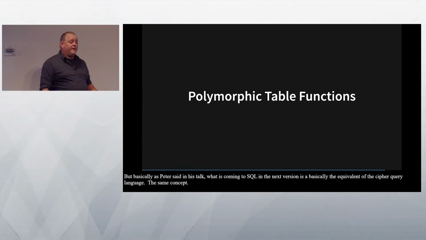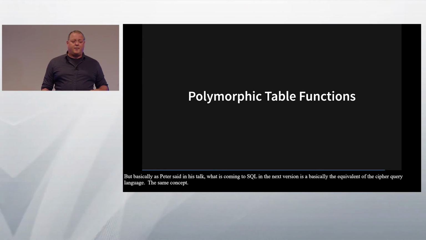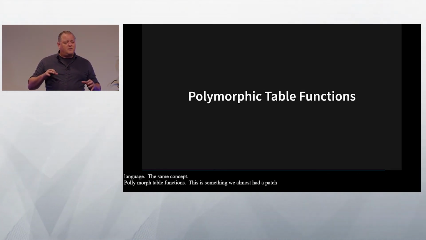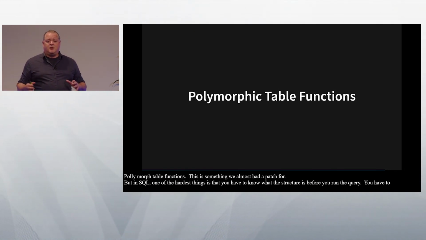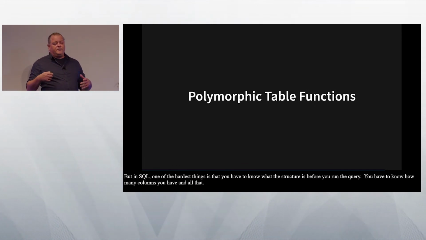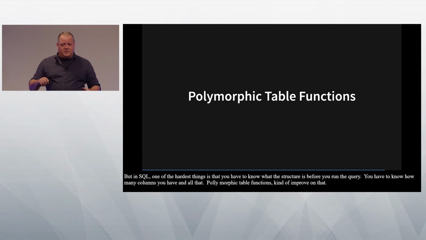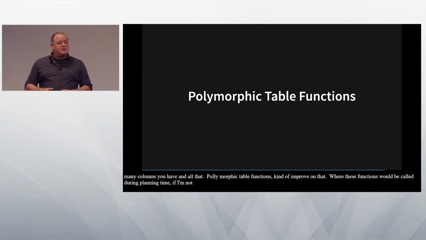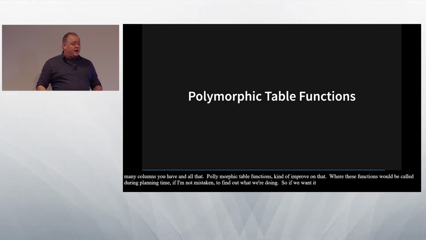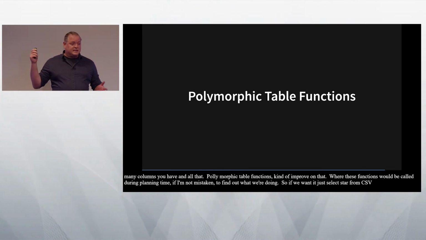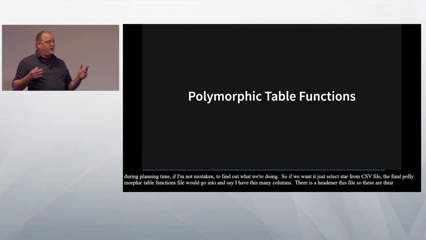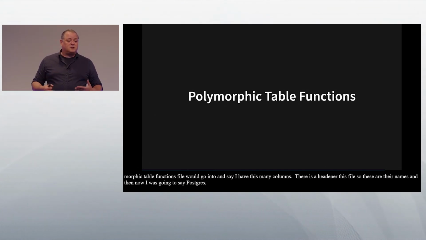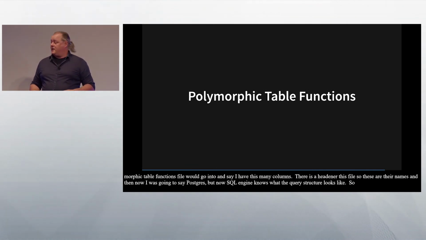Polymorphic table functions. These are something that we almost had a patch for. But in SQL, one of the hardest things is that you have to know what the structure is before you run the query. You have to know how many columns you have, what their data types are, and all that. Polymorphic table functions kind of improve on that, where these functions would be called during planning time, if I'm not mistaken, to find out what we're doing. So if we wanted to just select star from CSV file, the polymorphic table function CSV file would go in, look at the CSV, say, okay, I have this many columns. There's a header in this file, so these are their names, and then now, I was going to say Postgres, but now the SQL engine knows what the query structure looks like. So that could be quite useful for many occasions, but we don't have it.